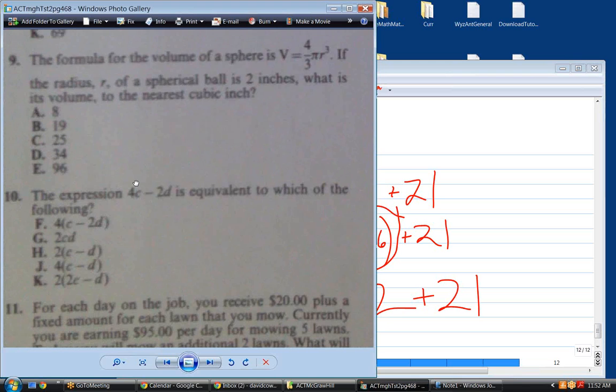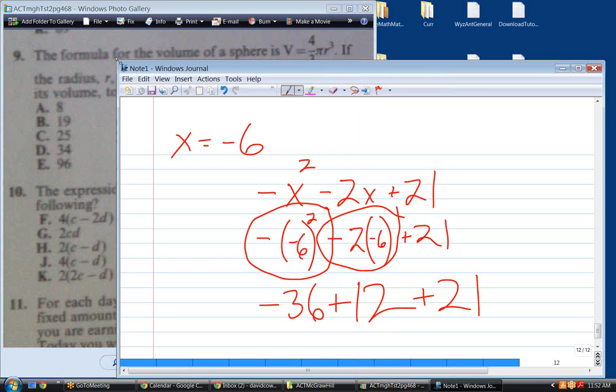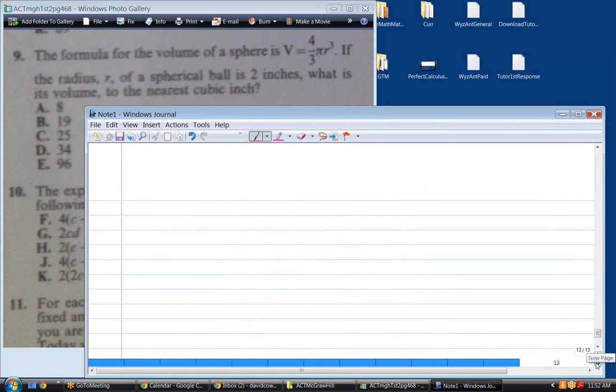See, if you can get all the problems like this correct, and you should be able to, you'll do okay on this test, even if you can't do any of the hard ones. As long as you can do the easy ones and the medium ones, you can score decently. Okay.